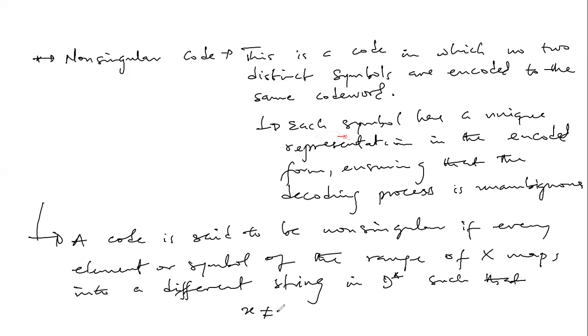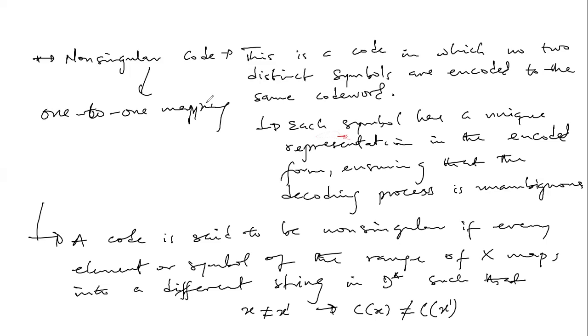X is not the same as S star. And this implies that the code word for X is not the same as the code word for S prime. So what we are trying to say is that the non-singular code is a one-to-one mapping.